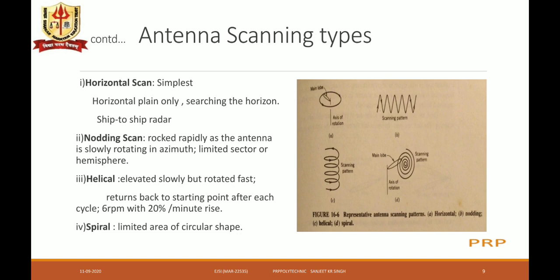In the diagrams we can see the four types of scanning.